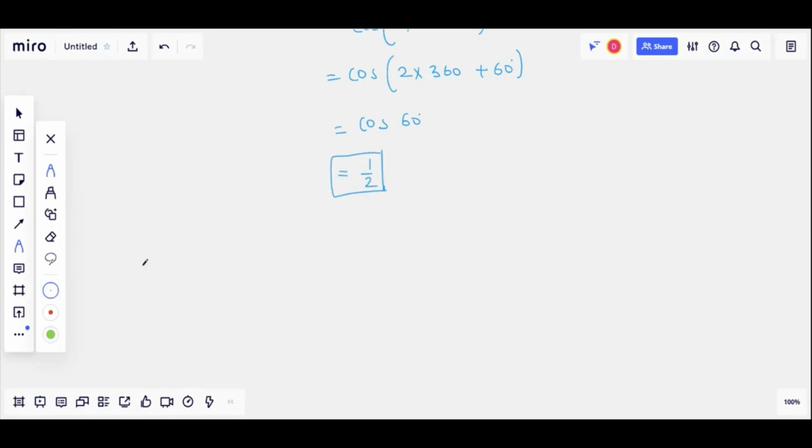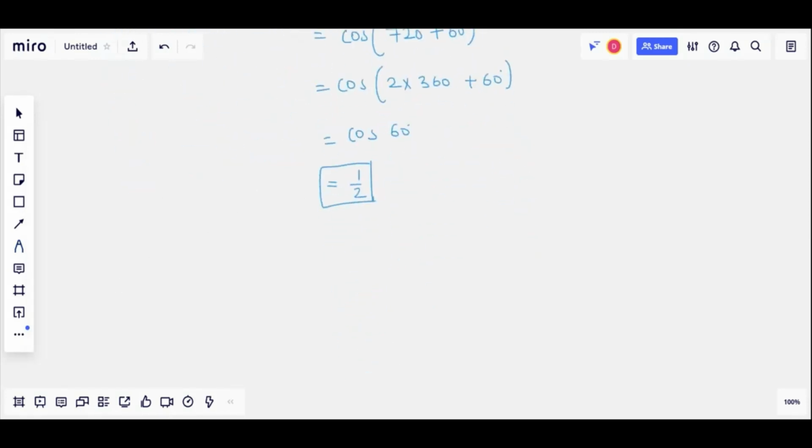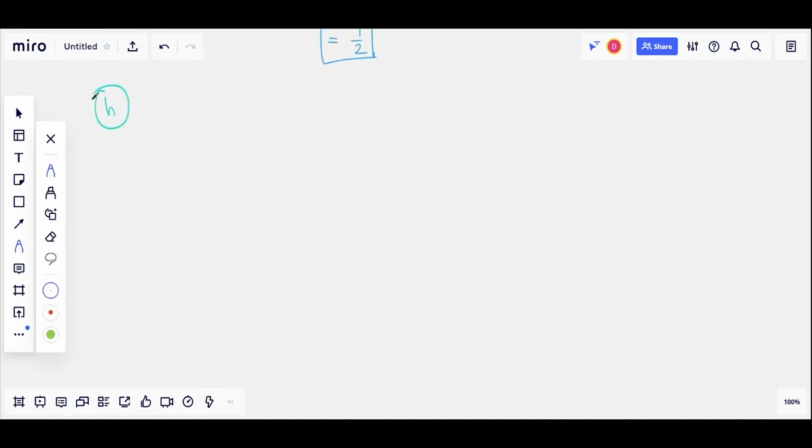Let's talk about the next one. The earlier one was G, so we move to H. This one is sine of negative 1125 degrees. First of all, sine is an odd function, so the minus comes outside: minus of sine of 1125 degrees. This can be written as minus of sine of 360 times 3 plus 45.